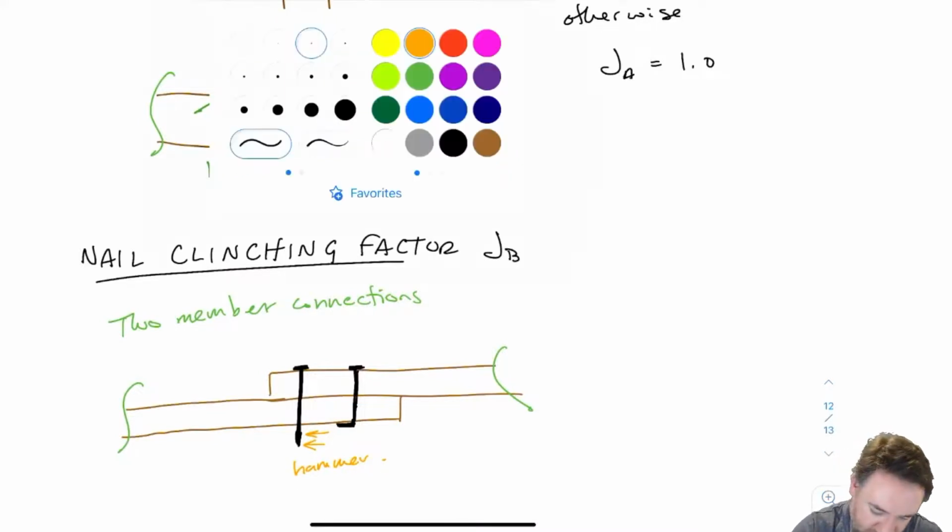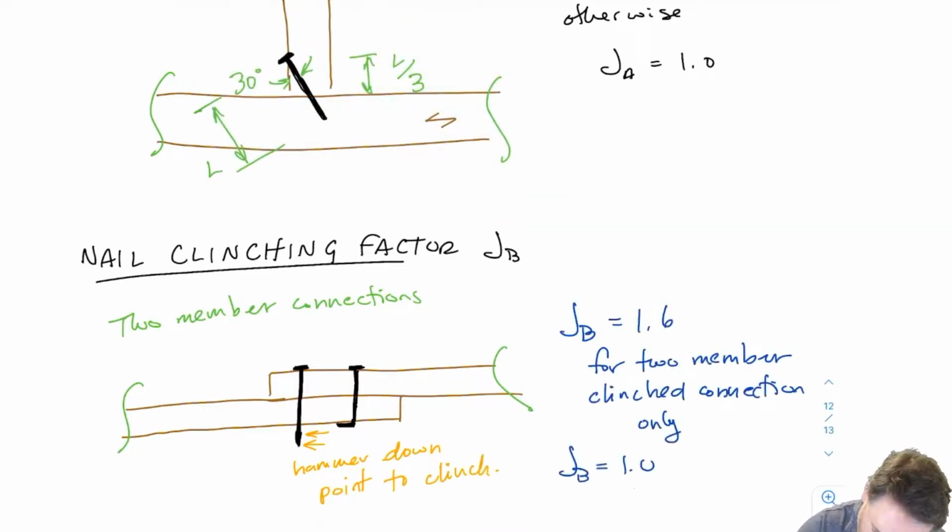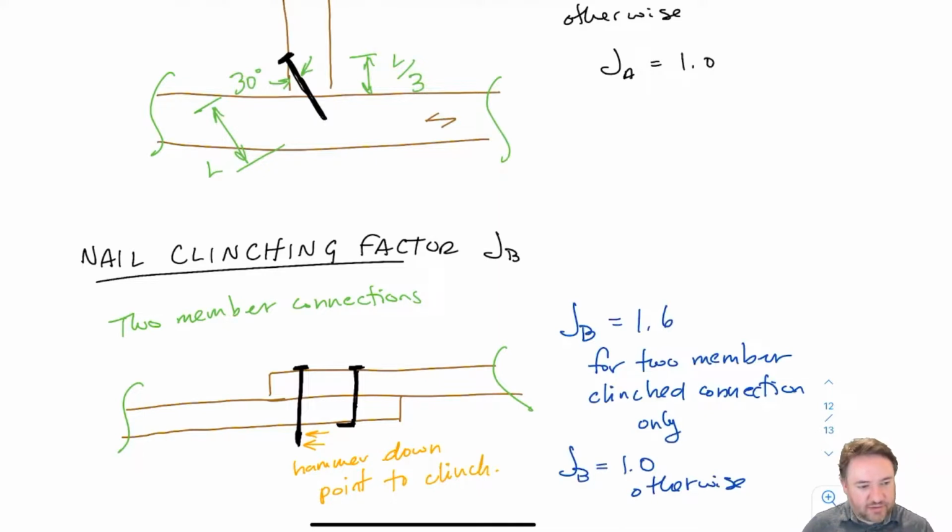So hammer down. Okay, so if I do that, then I get a 60% bump on my strength, and I only use that for 2-member connections.